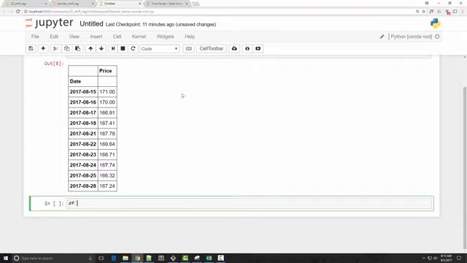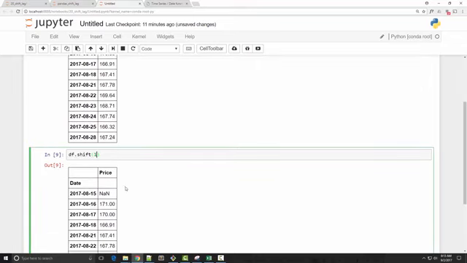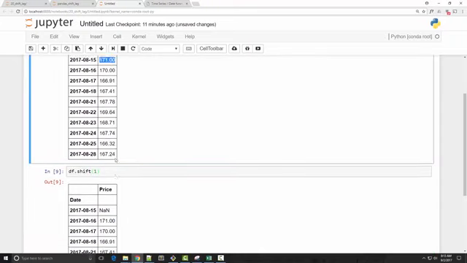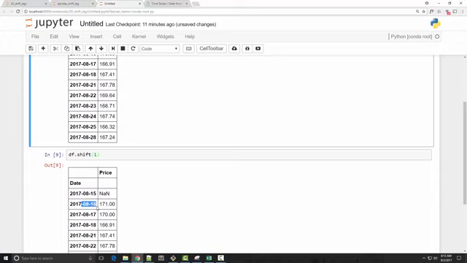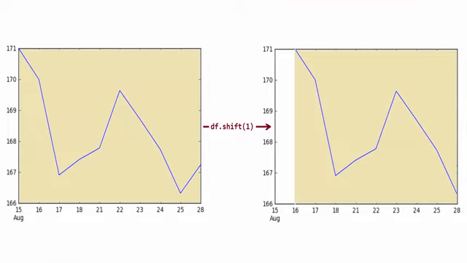Now I can call shift function on Pandas data frame to shift the prices by 1 day. 1 means it will shift the prices by 1 day. You can see that the price on 15, which was 171, is now the price on 16. It got shifted by 1 day. If you do 2, it will shift it by 2. So you can see now the price is on 17, and since 15 and 16 don't have prices, it will be not a number. You can see in this diagram how shifting works. It will just shift the data points to the right hand side.